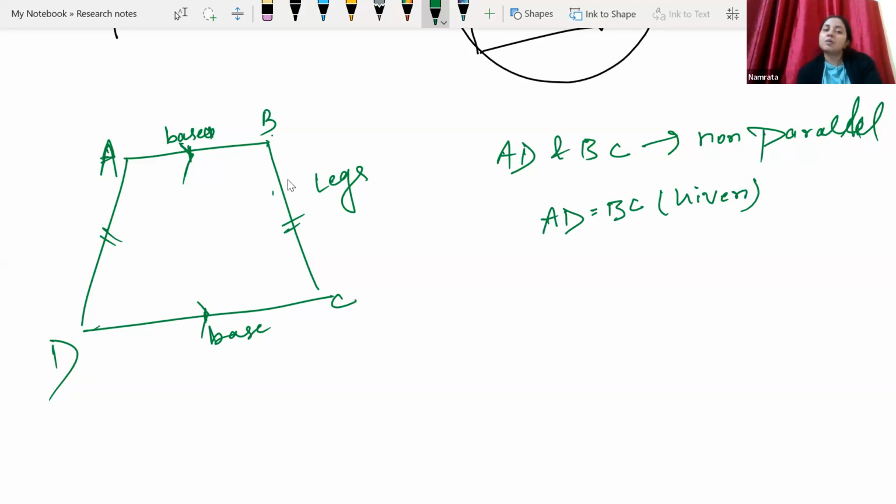Cyclic means the opposite angles sum to 180. If we will be able to show that they sum to 180, then we can say it's cyclic. Okay, let's see what can be done over here.